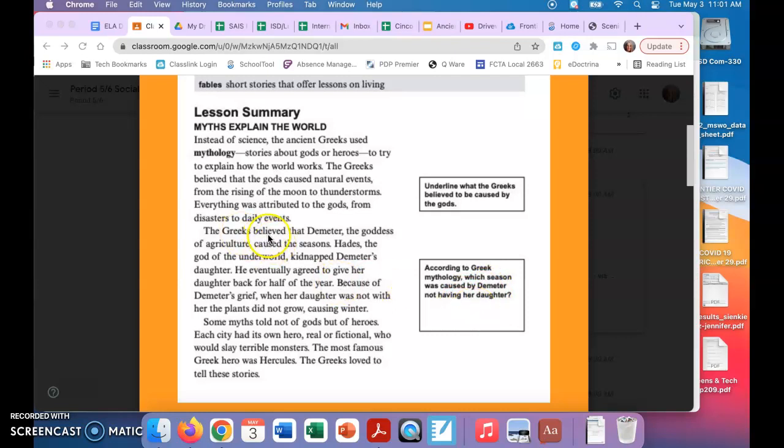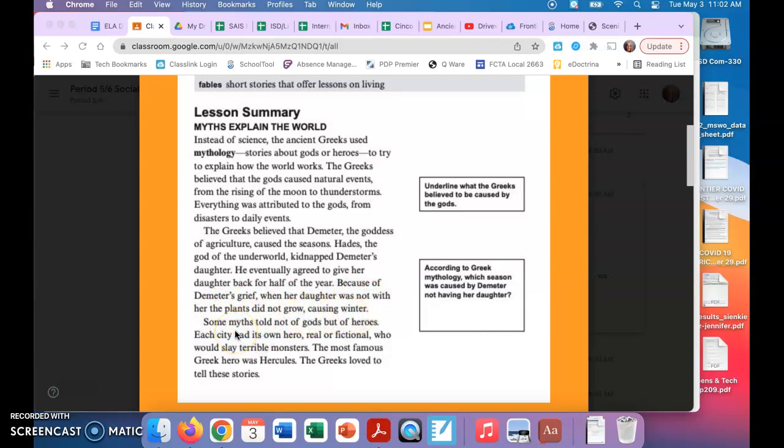The Greeks believed that Demeter, the goddess of agriculture, caused the seasons. Hades, the god of the underworld, kidnapped Demeter's daughter. He eventually agreed to give her daughter back for half of the year. Because of Demeter's grief, when her daughter was not with her, the plants did not grow, causing winter.